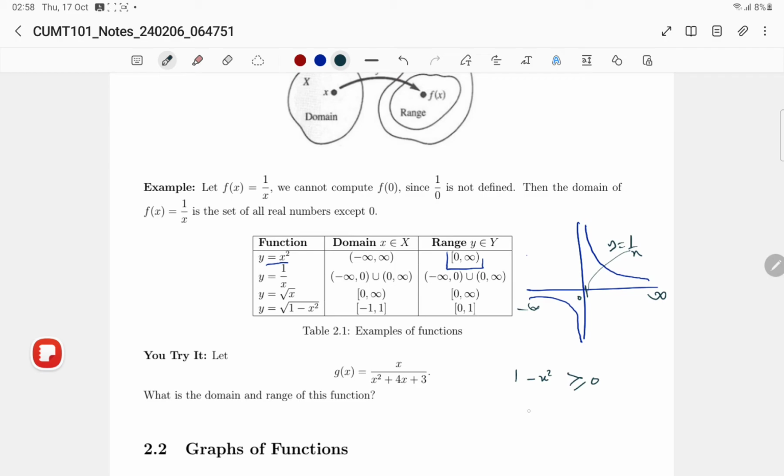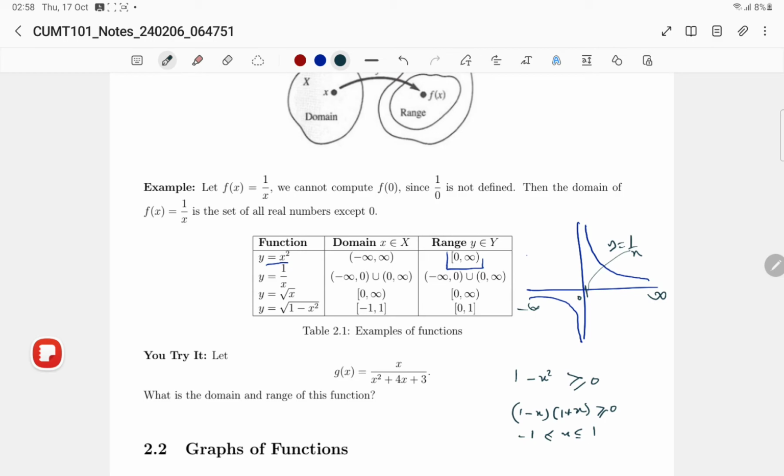So if we solve this one, we get (1 minus x)(1 plus x) is greater than or equal to 0. After solving this using the method which we talked about, we see that minus 1 is less than or equal to x, which is less than or equal to 1. Yeah, that's for the domain.